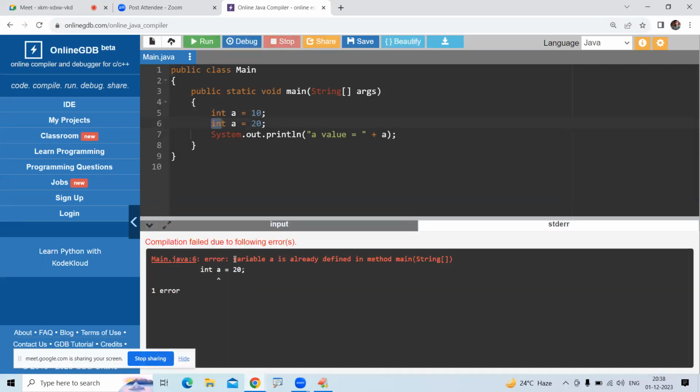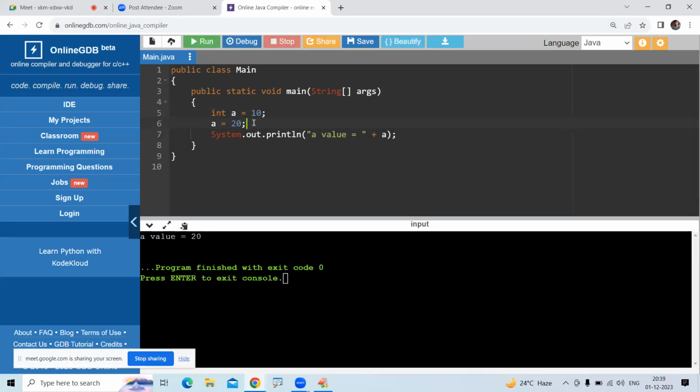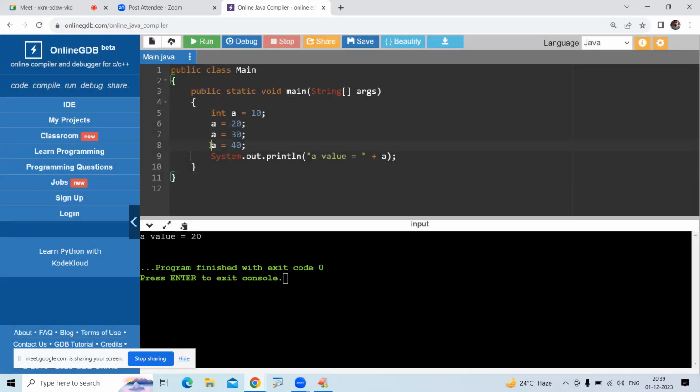Error message you will get: variable a is already defined in the method. Please don't write it the second time. So here, remove this int. Then 20 will be stored, and the output a is 20 will come. See, you keep on changing like this: a equals 30, a equals 40. When you are printing the a value, only the final value present in a will print. So the a value 40 will print.